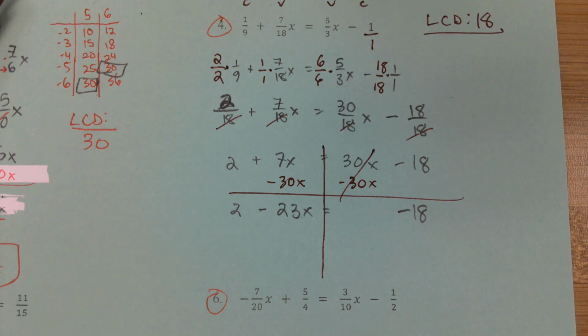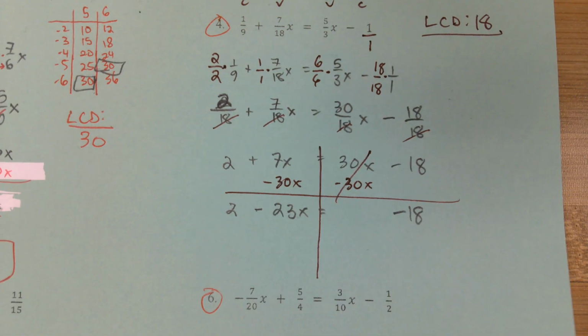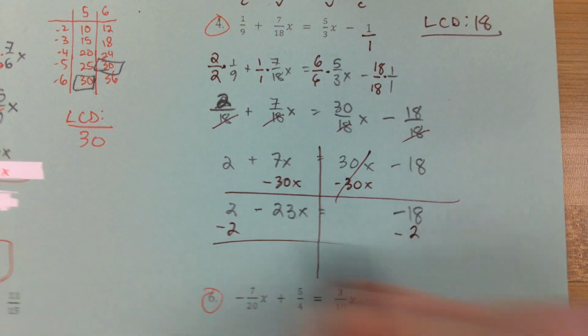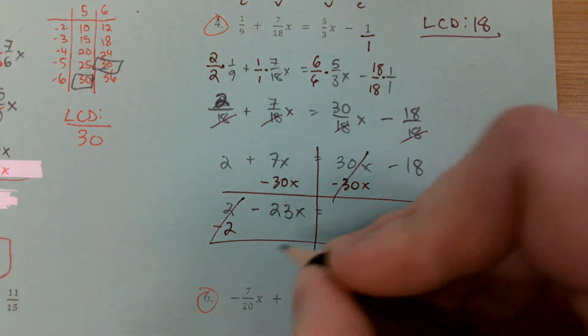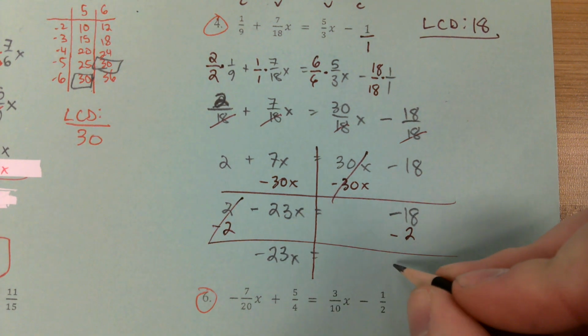Did I do this right? Yeah, I think so. What do we do now? We're going to subtract 2 from both sides. We've got to bring that 2 over. We get negative 23x equals negative 20.